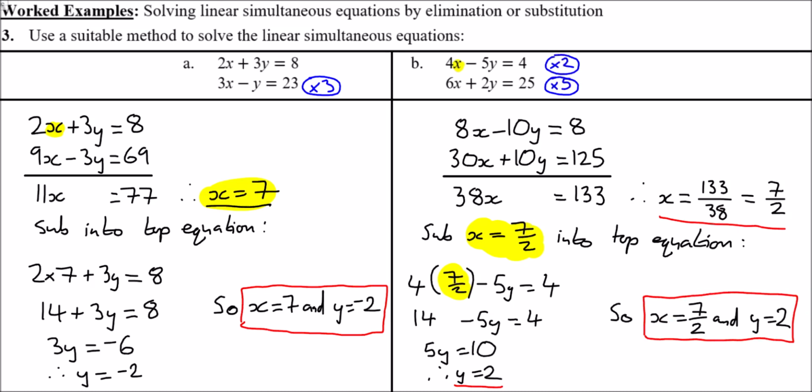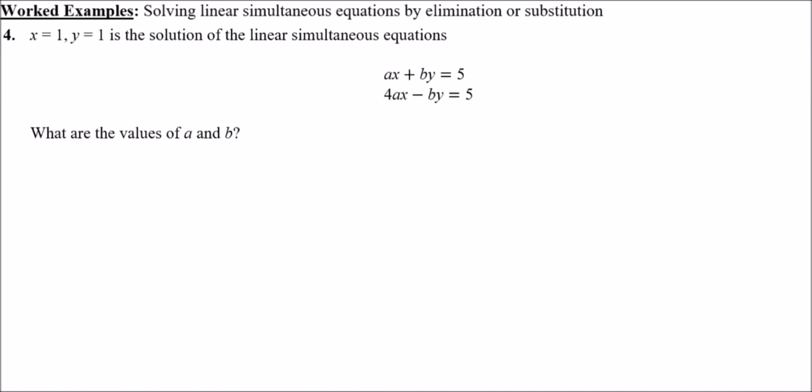So the last one, x equals 1 and y equals 1 is the solution of these linear simultaneous equations. So we're asked now to work out what are the values of a and b. So what we do here, simply, we just sub in x equals 1 and y equals 1. So we just use what we're told. So we sub x equals 1 and y equals 1 into both.